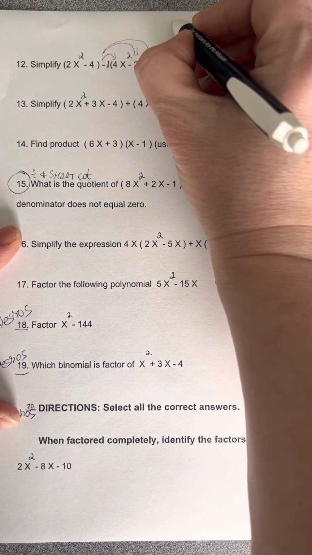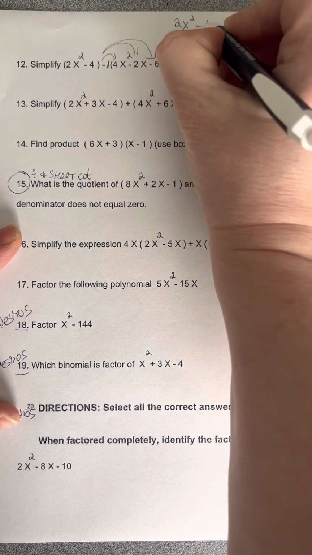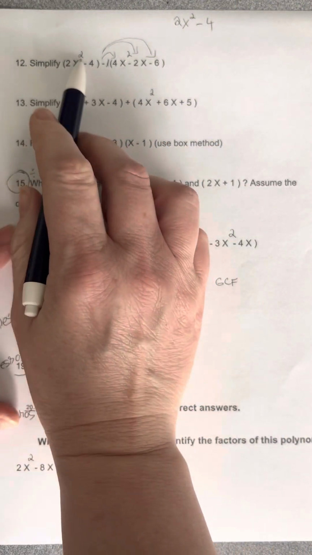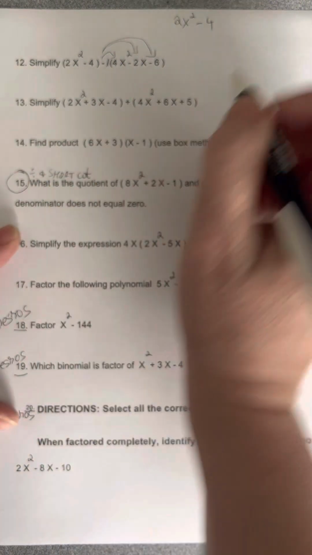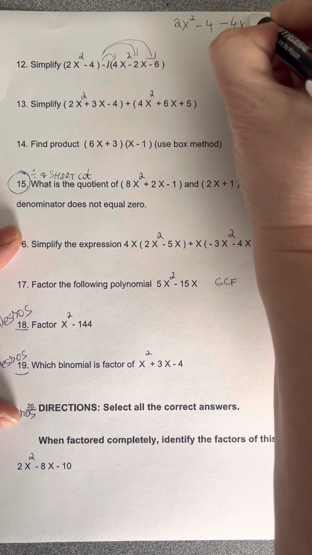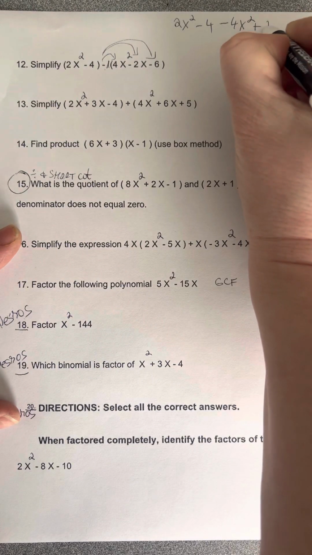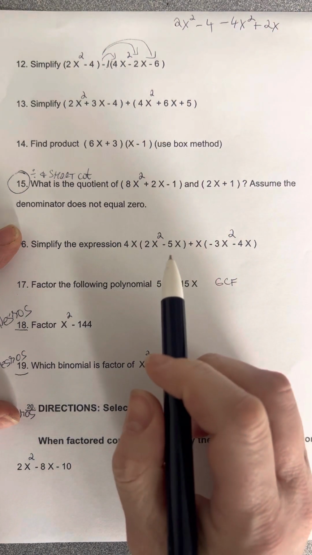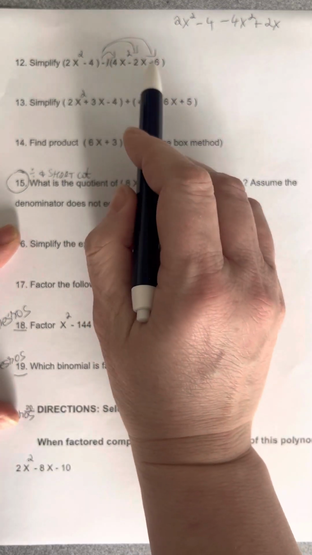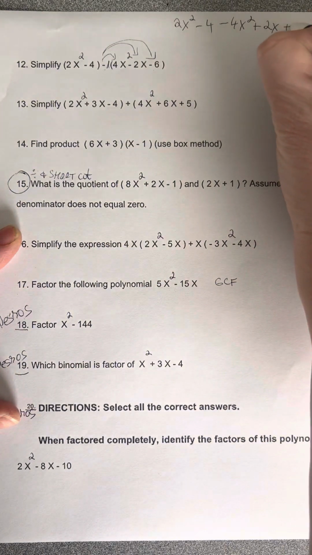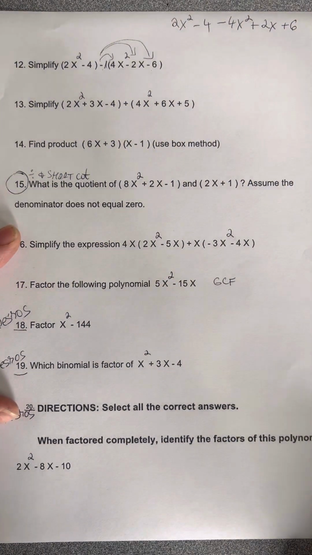So I'm going to rewrite my equation. I'm going to put it up here because I have room. 2x squared minus 4. So the first one we didn't do anything to. Now negative 1 times 4 is just negative 4x squared. And negative times negative is positive, so 2x. And then we have negative 1 times negative 6, plus 6. Now we could go straight to combining like terms.